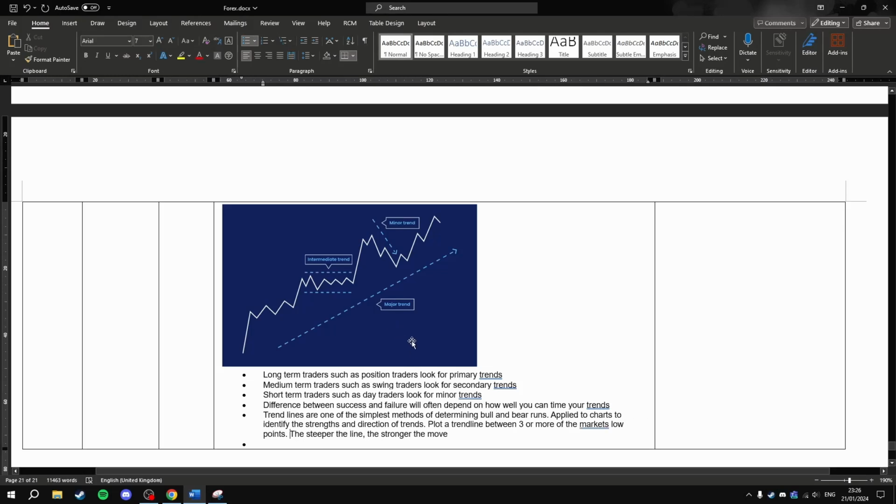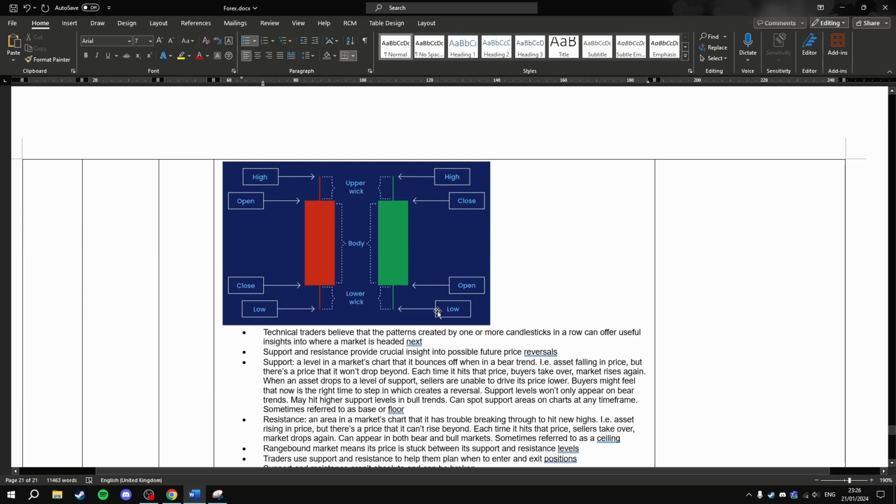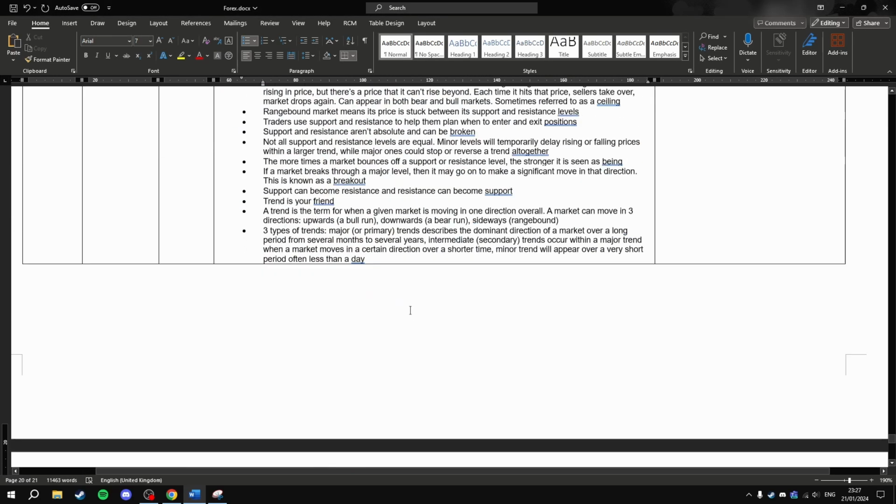And remember, the market slow point on our candle chart is this bit here, the wick.